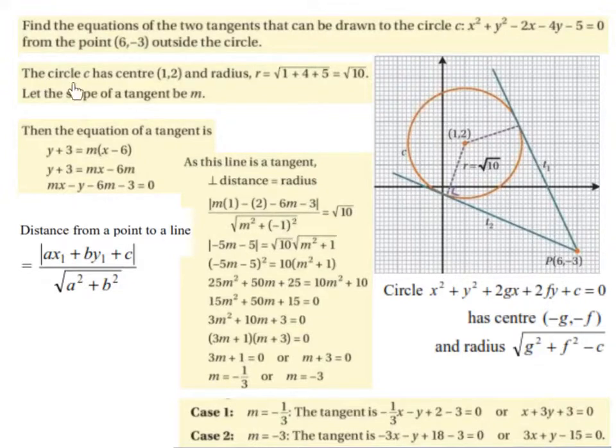So the circle C has a centre of (1, 2). What I did was I took the coefficient of x, which is minus 2, halved it and changed the sign to get 1. I took the coefficient of y, which is minus 4, halved it and changed the sign to get 2.